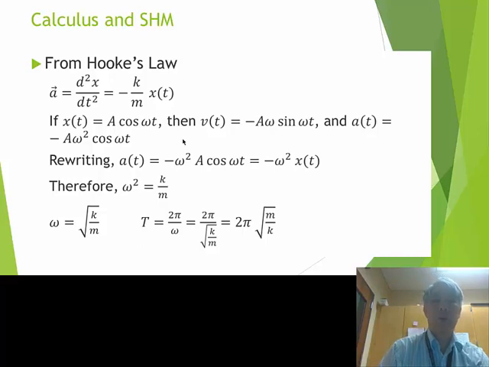And period, which is equal to 2 pi over omega, turns into 2 pi times the square root of m divided by k. And that's the derivation of the period for a mass spring system. Bigger mass, bigger period, because it takes longer. Bigger k, quicker period, shorter period.